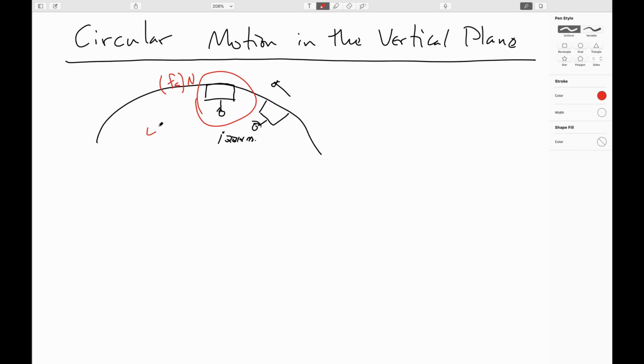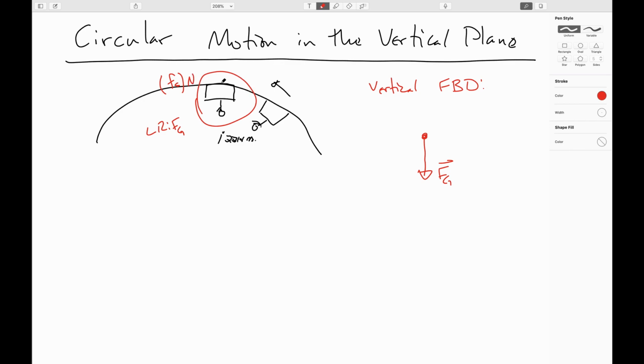Then we go and look at long-range forces. The usual suspect shows up, gravity. So if we just look at the vertical part of the free body diagram, what are we going to have? We're going to have gravity pointing down, and we also have the normal force pointing down.